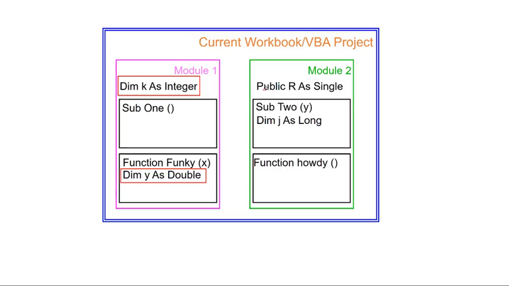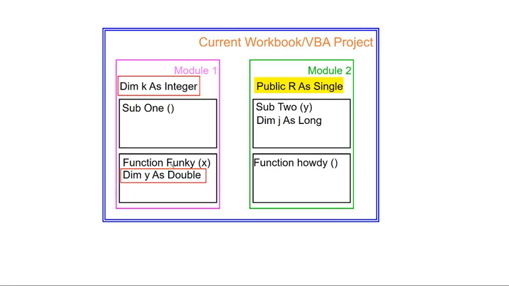It's not going to be able to be seen anywhere else. We've got this Public R. If you make it public, then this is going to be available to anything in the workbook, not just in module 2. So we could reference that. We wouldn't have to redim it in any of these modules. J here is only in sub 2. And when you're making functions, the argument of the function is just local to that function.